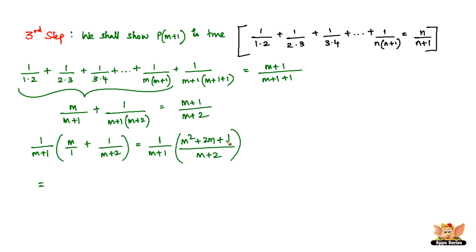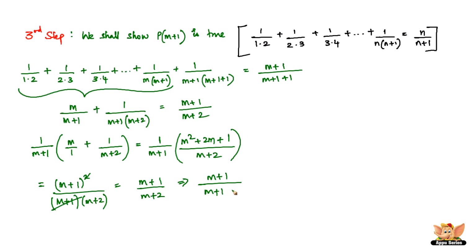So now m square plus 2m plus 1 can be written as m plus 1 the whole square, right? If you expand m plus 1 the whole square, you're going to get back this. Divided by, we have m plus 1 times m plus 2. So one m plus 1 gets cancelled with this because m plus 1 the whole square is m plus 1 times m plus 1. And we're left with m plus 1 divided by m plus 2, which can be written as m plus 1 divided by m plus 1 plus 1.